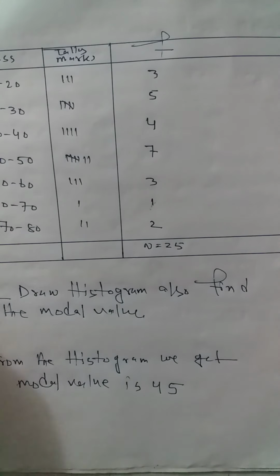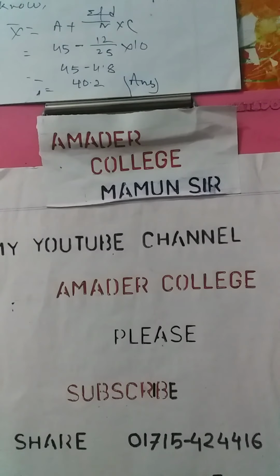Dear students, today our class is finished. We learned how to draw a histogram with different types of frequency distribution: the exclusive method and inclusive method, exclusive method with equal and unequal class intervals, and inclusive method, with first class 10 to 20 or first class 0 to 10. We make a frequency distribution, then draw the histogram, and also find the modal value using the histogram.